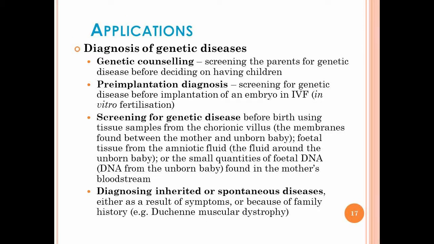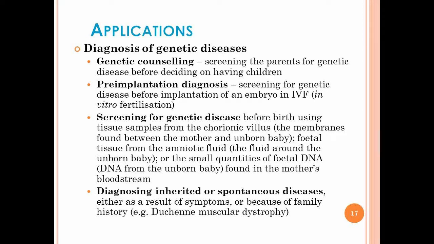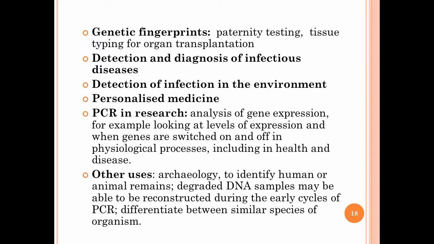Screening for genetic disease before birth using tissue samples from the chorionic villus, the membranes found between the mother and unborn baby. Fetal tissue from the amniotic fluid, the fluid around the unborn baby, or the small quantities of fetal DNA, DNA from the unborn baby, found in the mother's bloodstream. Diagnosing inherited or spontaneous diseases, either as a result of symptoms, or because of family history, for example, Duchenne muscular dystrophy. Genetic fingerprints, paternity testing, tissue typing for organ transplantation.